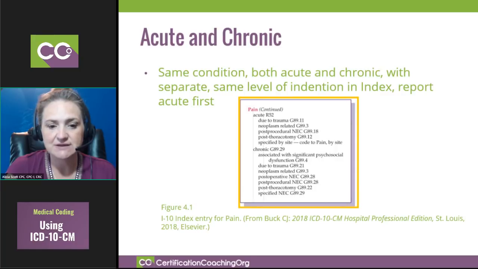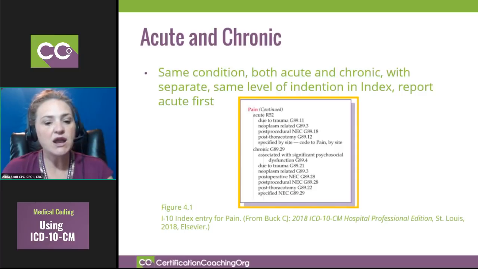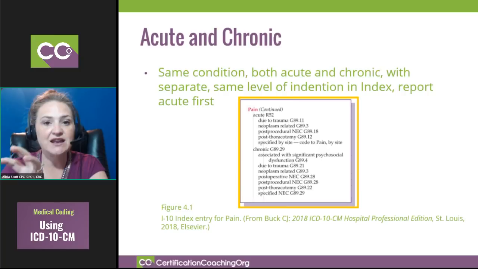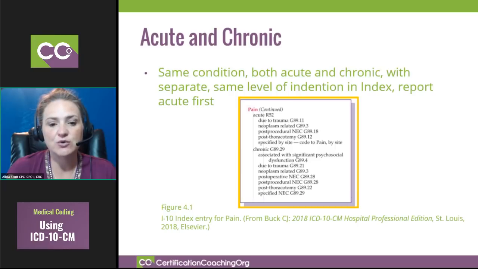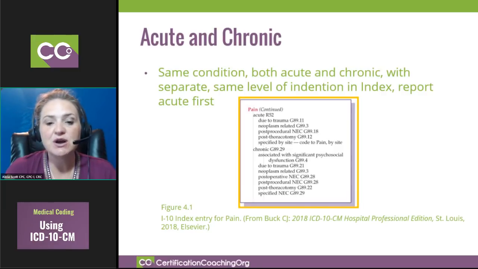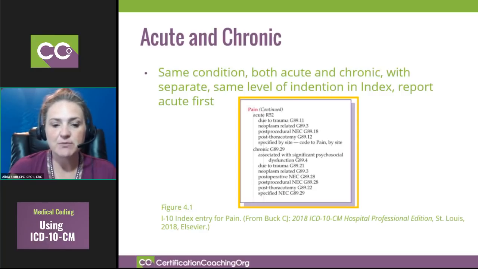But for this particular scenario, we have a person that has pain. So we go look it up in the index. If they have acute pain, it's R52. If they have chronic pain, it's G89.29. That's completely different sections. That's an R and that's a G. Isn't that interesting? So if a person has acute pain, it's an R code, but if it's acute pain due to something, look, it jumps over to G codes. Acute pain due to trauma, G89.11. Neoplasm related, G89.3. Post-procedural, G89.18.